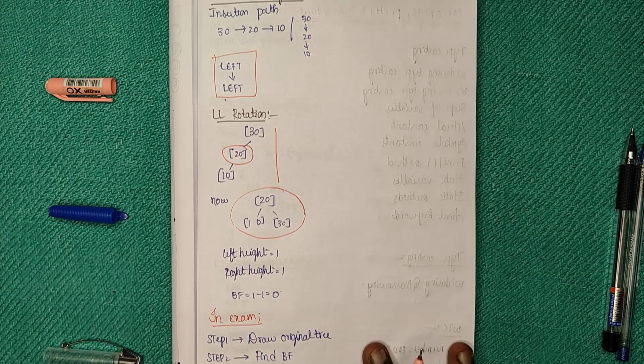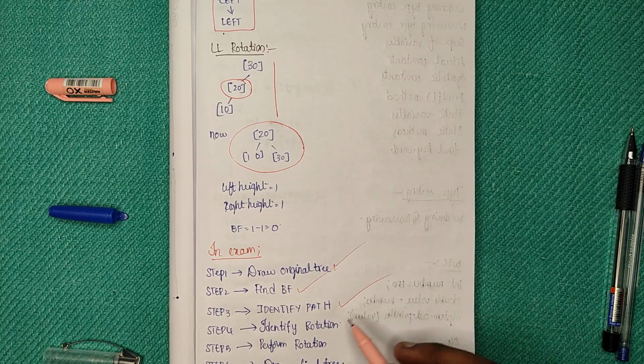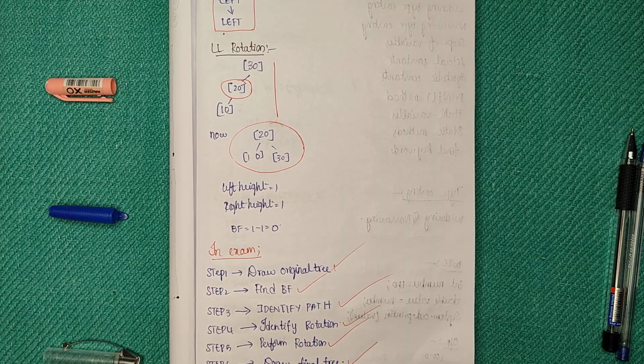In the exam, what you have to do is draw the original tree, find the balance factor, identify the path, identify the rotation, perform the rotation, and draw the final tree. This is enough for scoring maximum marks in your semester examinations. Write it stepwise, and if you correctly write the diagram and the theory part, that's enough. That's a piece of cake for you to get the marks, not only in JNTUK, but in any examination. Your effort matters.